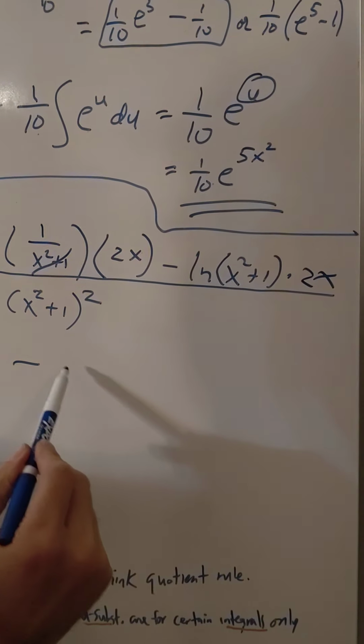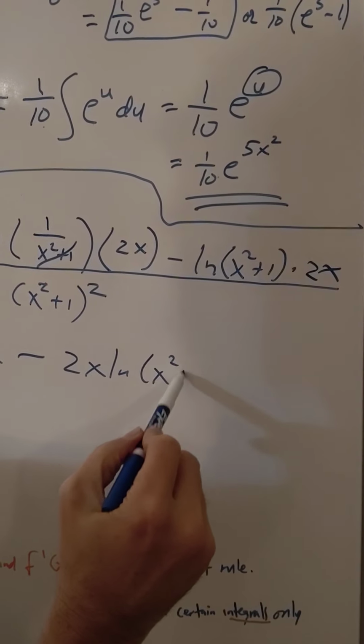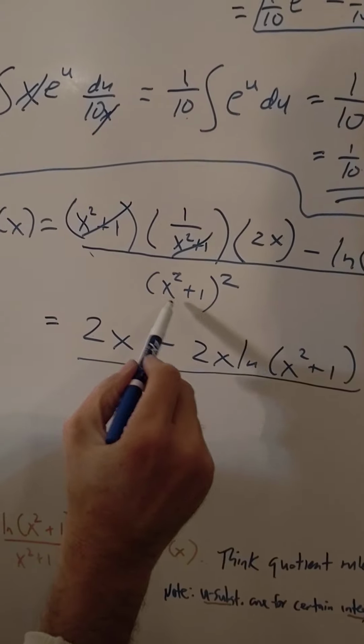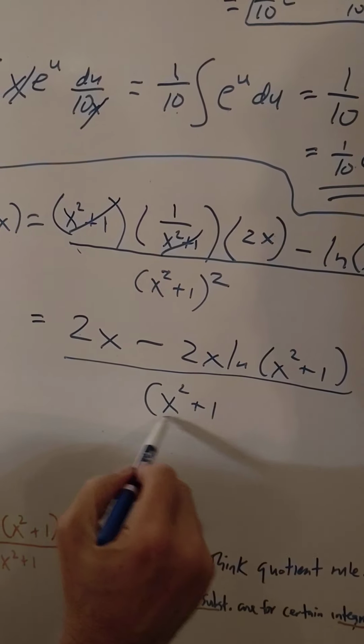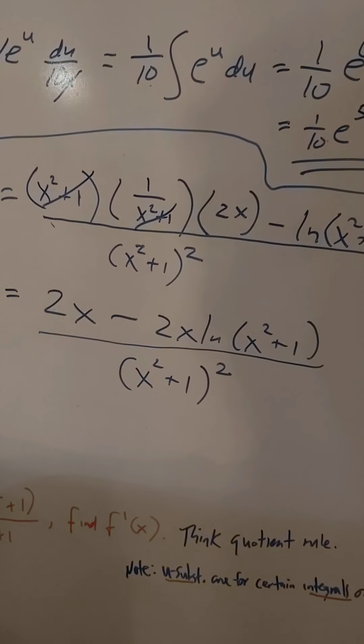and then I'm going to put the 2x in front. It looks nicer that way. So I'm going to write 2x times the natural log of x squared plus 1. And that's going to be all over, and then don't FOIL this out. It's okay to keep the denominator in factored form. So I would just keep it like that, x squared plus 1 all squared.